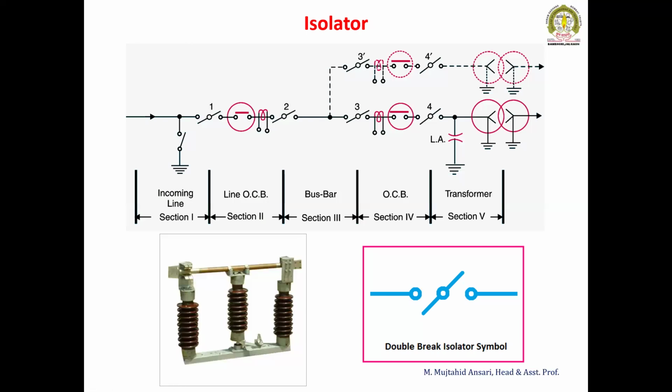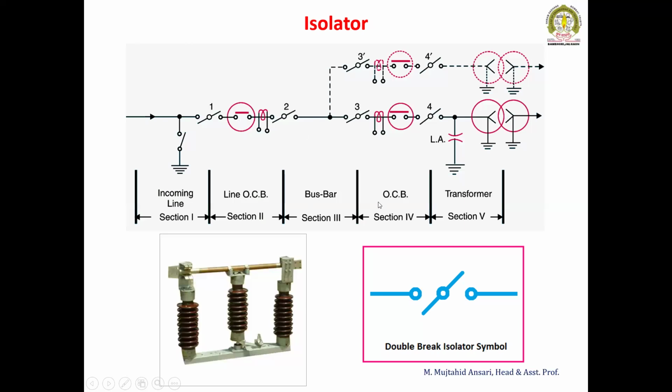So the isolator provides physical isolation, or physical disconnection, of the device in addition to the circuit breaker, but it operates only in off condition. Here, this is a single line diagram. This is the incoming line, the incoming section. This is an oil circuit breaker. Next is the bus bar.